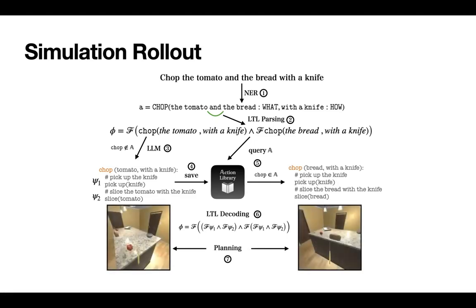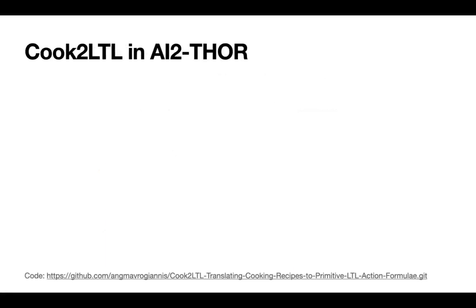Note that we only reuse a cached policy if the parameter types match. This means that if the second occurrence of chop had an additional where parameter, we would have to requery the LLM for a new policy and save that to the action library.